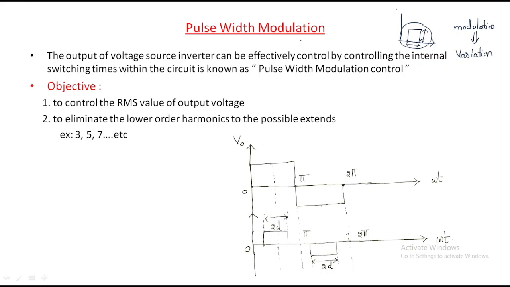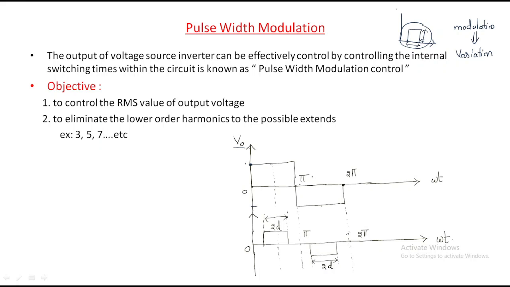Pulse width modulation means the output we get can be converted into pulse widths, modulated depending on the application. By using this technique, we can control the output of the voltage source inverter. Look here. For example, we are getting the output voltage V0, which has a positive magnitude up to 5 time period. From 5 to 25 time period, it has a negative magnitude.